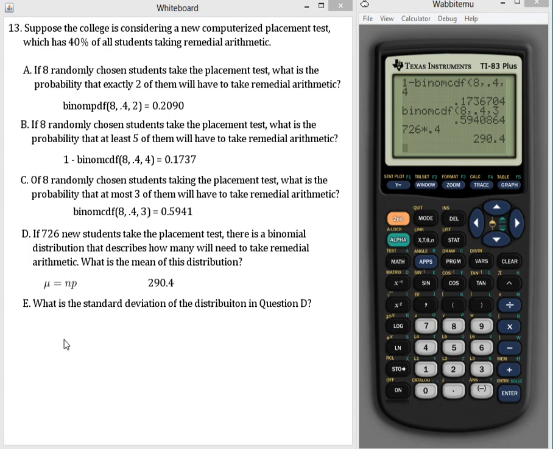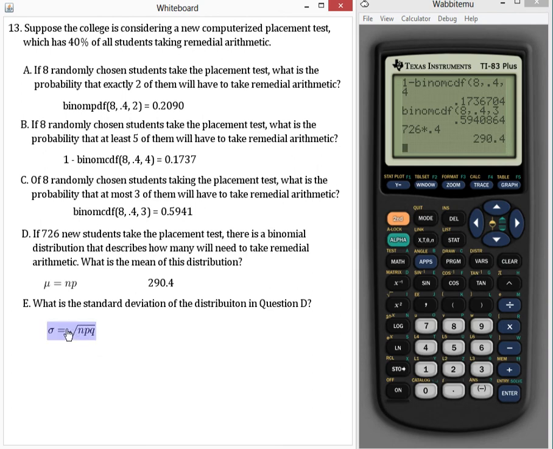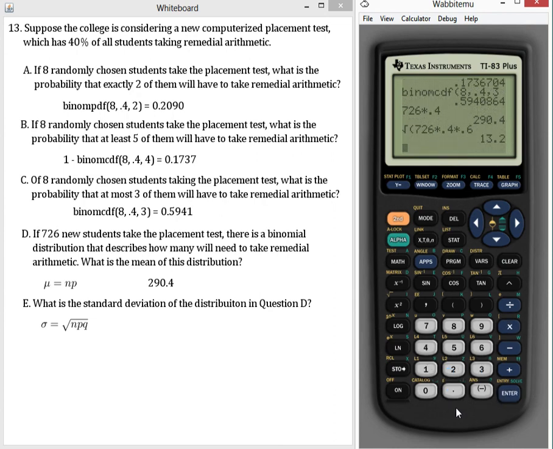Part E, what is the standard deviation of the distribution in question D? Well, again, for binomial distributions only, we have a nice little formula for getting standard deviations of those. It's just the square root of n times p times q. So if I take the square root of 726 times 0.4 times 0.6, I end up with 13.2. So that's the standard deviation of that distribution.